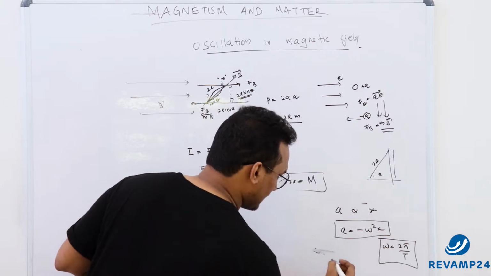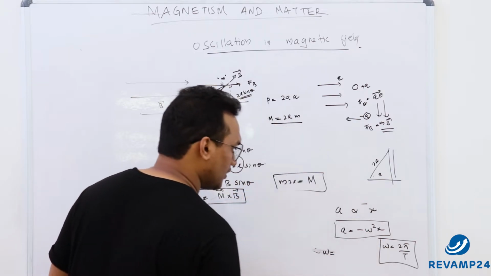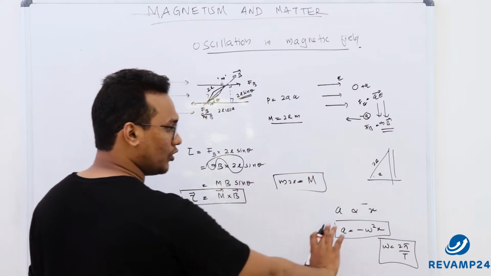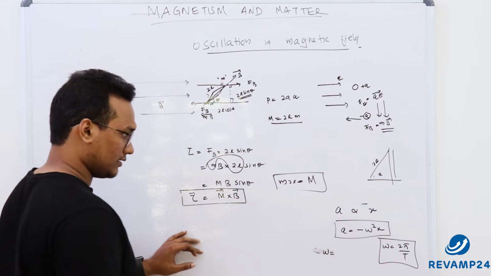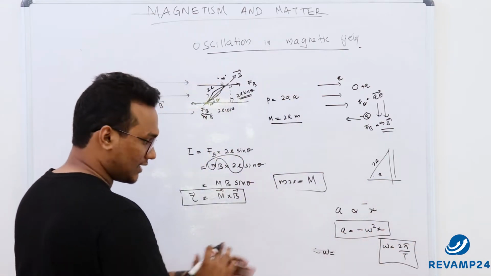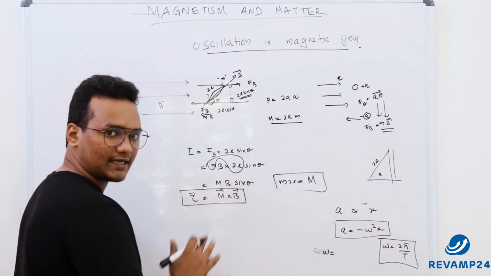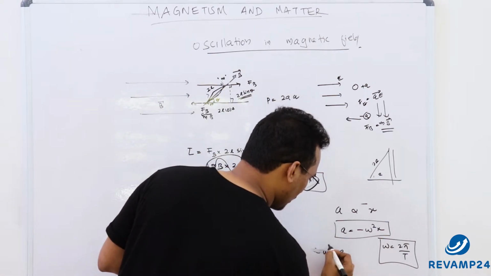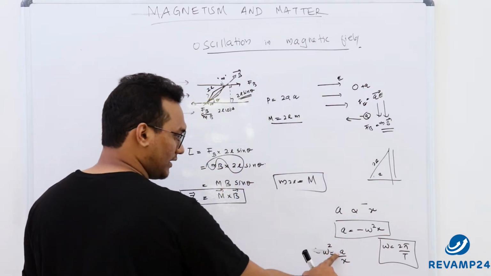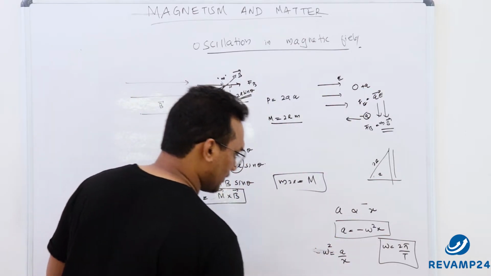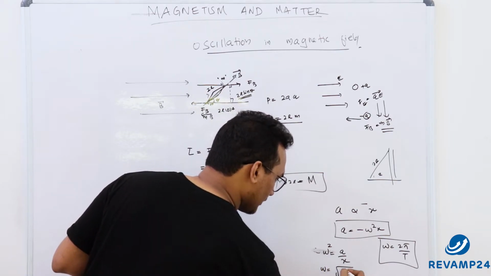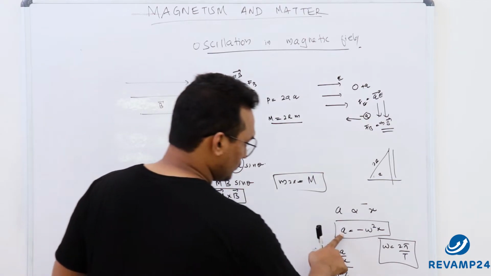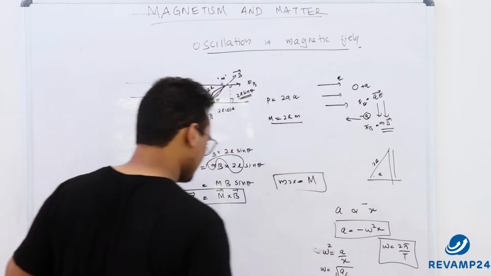So from here I will first get the value of omega. See here, this is with the direction, right? So I am going to only consider magnitude here. I don't need direction as of now to get the value of omega. Omega is a number, the angular frequency, so that will be a divided by x. Omega square is equal to a divided by x, where a is acceleration and x is the displacement. So omega is equal to root of a by x.